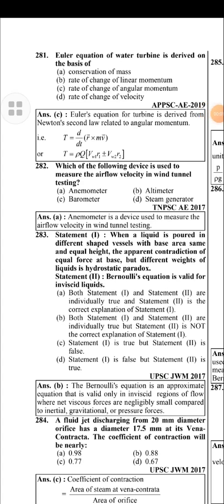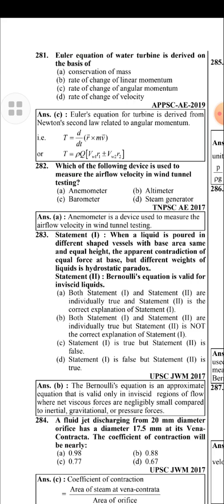Euler equation of water turbine is derived on the basis of rate of change of angular momentum. Euler's equation of turbine is derived from Newton's second law related to the angular momentum. T is equal to d by dt of r vector into mv vector. T is equal to rho Q into (Vw1 r1 plus minus Vw2 r2).